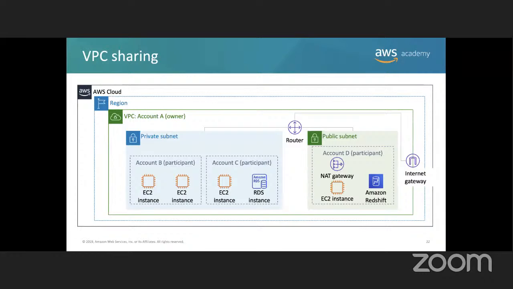So here we have VPC sharing. You have a private subnet here, and then you have a public subnet. You have account B, account C, account D, right? Different accounts. Account B has EC2 instances, and account C has EC2 instances and RDS. This is a private subnet, and in a public subnet we have a NAT gateway, an EC2 instance that's probably a web server, and an Amazon Redshift, which is a data warehouse. I still don't understand why you would put a data warehouse in a public subnet, because it's something that has to do with data. But that's the way AWS put it here.